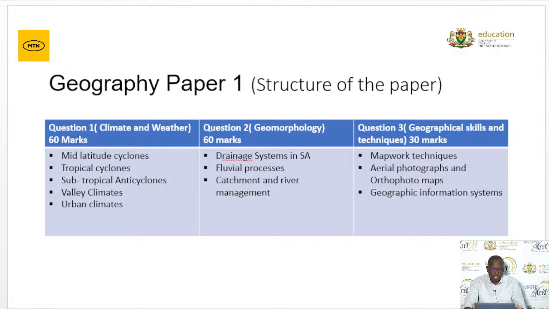You must be able to prepare yourself accordingly so that when they ask these questions, you are able to answer correctly. And for question 3, like I said, it's map work techniques: aerial photographs, orthophoto map, topographical map, everything is based on that. And also the last one, which is the geographical information system, is based on the concepts in geography or in GIS itself. And then the next page, time management.